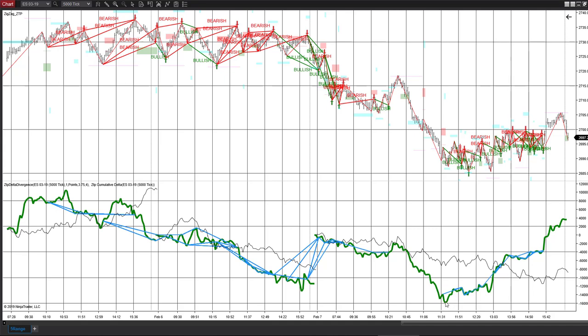What you need to do is you also need to ignore any divergence signals that occur from midnight, because that is when the indicator resets itself. So these bullish signals in here, they are not valid.